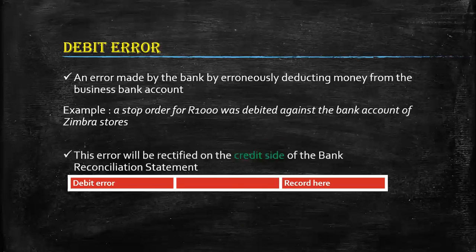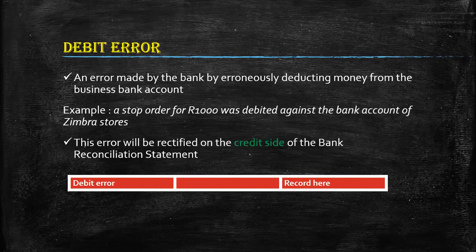Now, where do we rectify this error? On the credit side of the bank reconciliation statement. Credit side means we're saying to the bank, please add this money, we need it back. You deducted this money by mistake, so it belongs to us. You need to credit this amount. Equity increase on the credit side, equity decrease on the debit side.